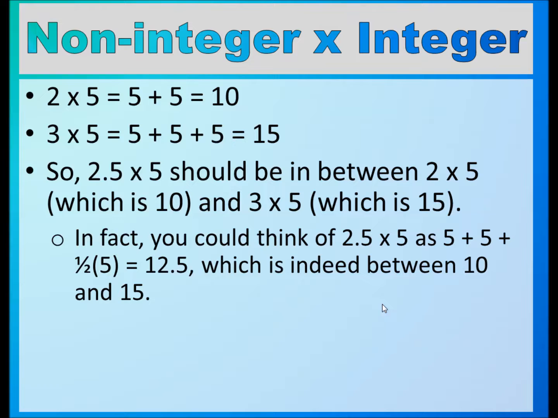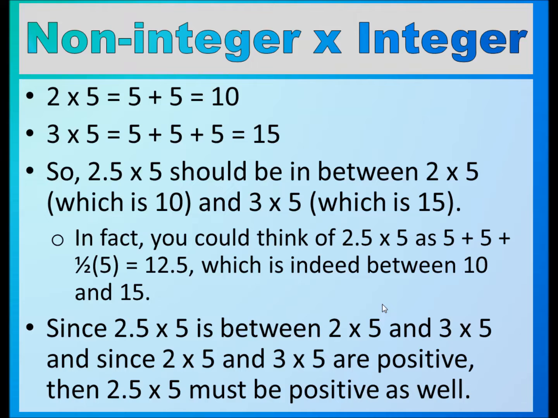In fact, you could think of 2.5 times 5 as 5 plus 5, so that's 1 five, 2 fives, plus a half of 5, so that's 2 and a half fives, which is equal to 12.5, which is indeed between 10 and 15. Since 2.5 times 5 is between 2 times 5 and 3 times 5, and since 2 times 5 and 3 times 5 are positive, then 2.5 times 5 must be positive as well. If you have two numbers that are positive, and you have a third number that you know is between those two numbers, that third number must be positive as well.